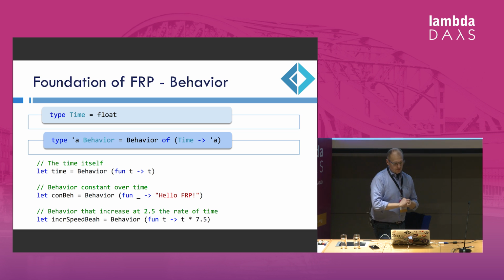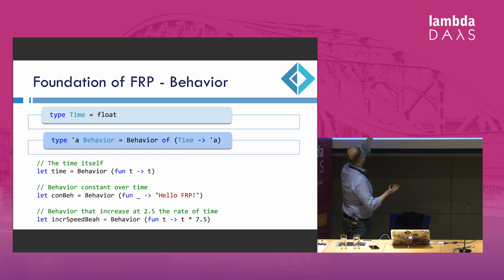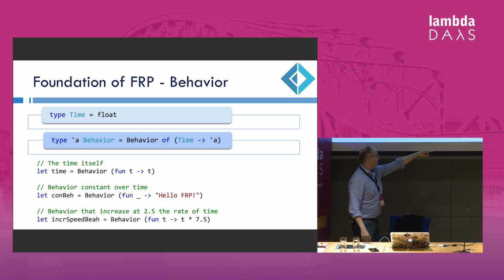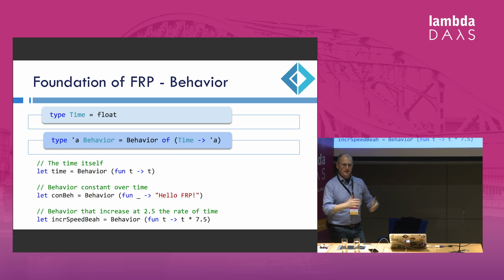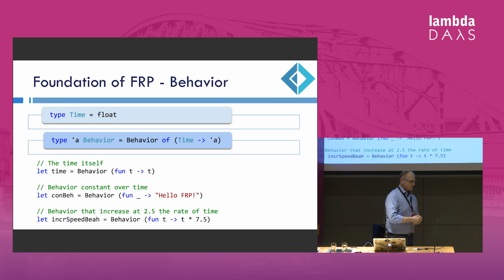So with these simple types, now we can already define a few functions. We have the time behavior, which is time to time, which is the identity function. Then we have the behavior that always returns the same value, which is a constant behavior. And then we have a behavior that increases at, this is a typo, 2.5, well, an increase of 7.5 the speed. And this is nice because now I can describe the speed of an object with a function.